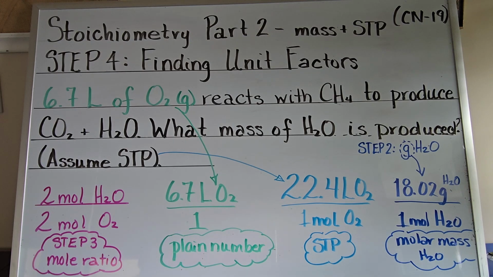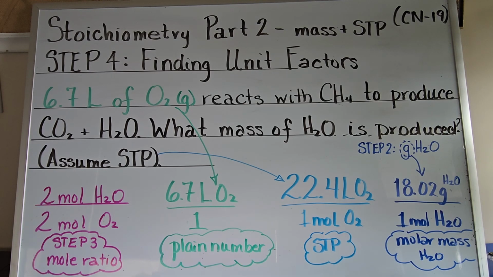Before we get started, I want to note this addition I've made to my problem: assume STP. In this class, you will be given that statement, assume standard temperature and pressure, if you need to use the STP unit factor. Our first unit factor we've already calculated. We already got that from step 3, finding the mole ratio of the 2 compounds of interest. So I'm just going to repeat it right there in pink.